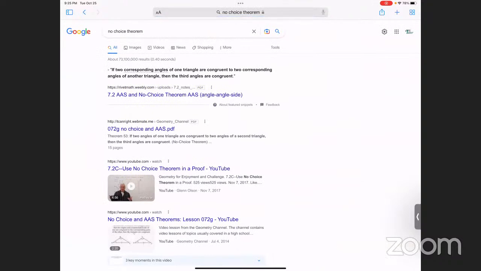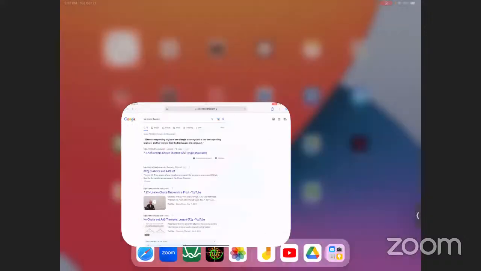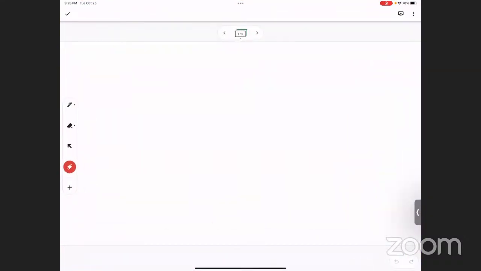If two corresponding angles of one triangle are congruent to two corresponding angles of another, then the third angles are congruent. That's it. Okay. I don't really get what that means. So basically what it's saying is if you have two angles congruent, then your third angle is also congruent. So if I told you that those angles are congruent and these angles are congruent, then there's no choice but to say that those have to be congruent.